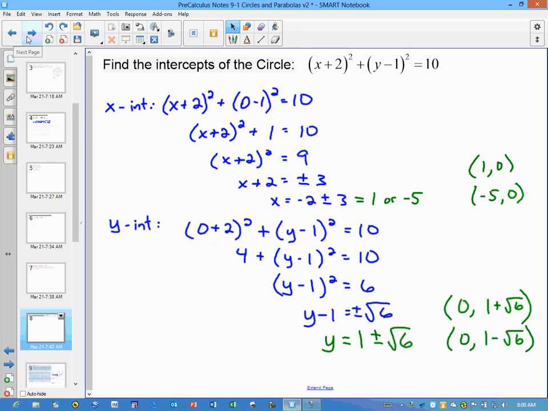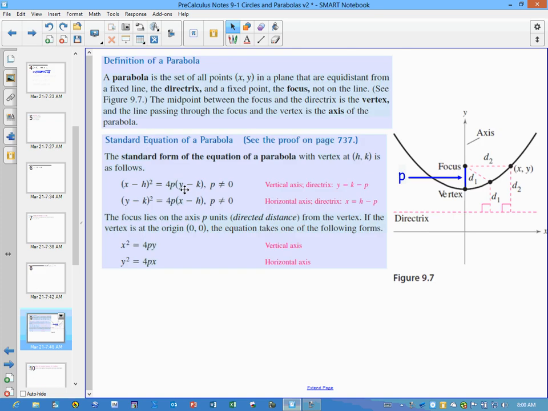Alright, now we're going to look at parabolas. And we worked a lot with parabolas at the beginning of the year, but that was more of an analytical approach. And now we're going to look at the geometric properties of the focus of the parabola, which we haven't dealt with yet. But first of all, let's define our parabola geometrically.